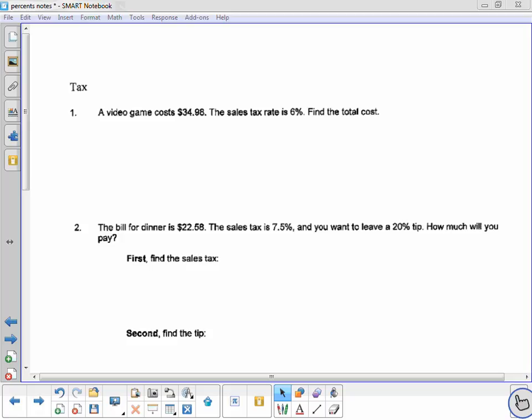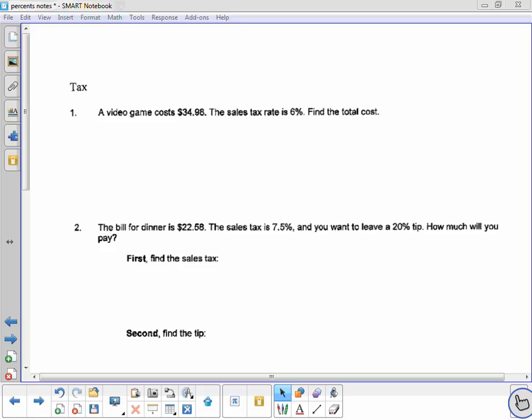Okay, so today we are going to spend some time looking at tax. Tax is not calculated any differently than tip. Just like the tip usually was added to a bill, tax is going to be the same thing.